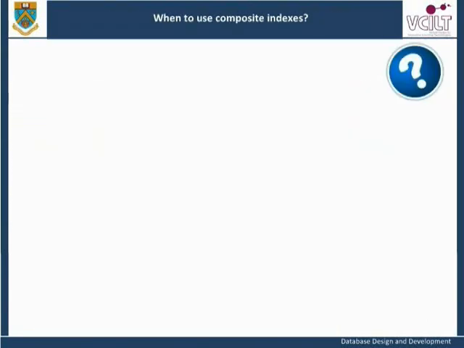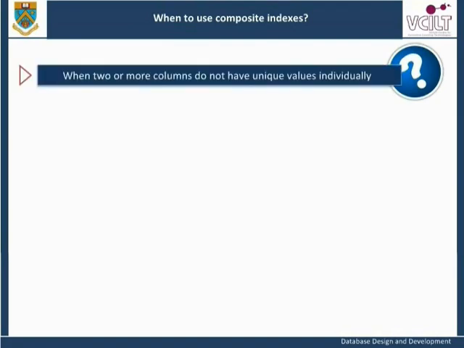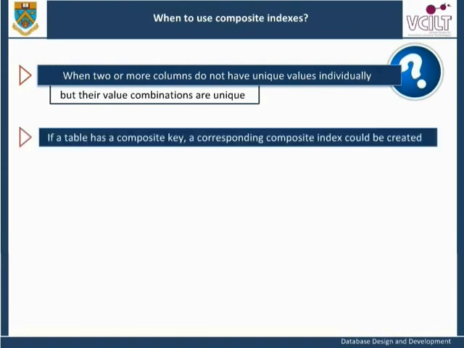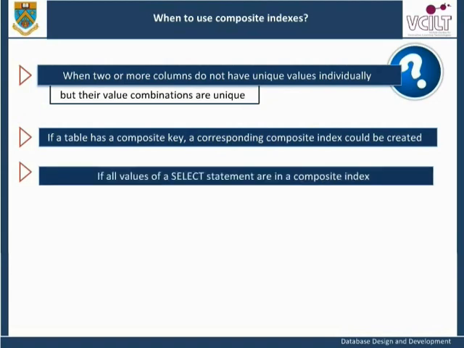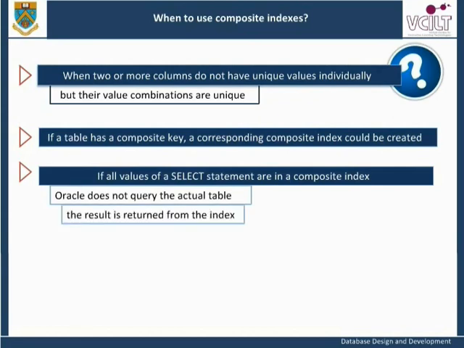When to use composite indexes. When two or more columns do not have unique values individually, but their value combinations are unique, a composite index using these columns is very effective. If a table has a composite key, a corresponding composite index could be created. If all values of a select statement are in a composite index, Oracle does not query the actual table. The result is returned from the index.